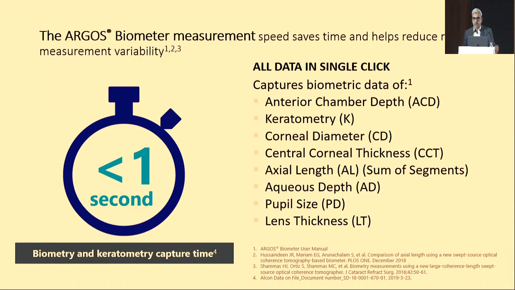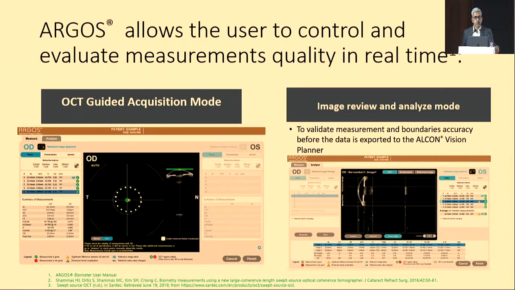So we've been using the Argos for more than 1.5 years now, and within 1 second it can give a single reading which covers the ACD, keratometry, corneal depth, corneal diameter, the CCT, axial length, which is sum of segments rather than ultrasound, and the aqueous depth, pupil size, as well as the lens thickness. Throughout the measurement and the analysis, the Argos gives the user the control to evaluate the measurements as well as to change the quality and the measurements later on during the analyze mode.